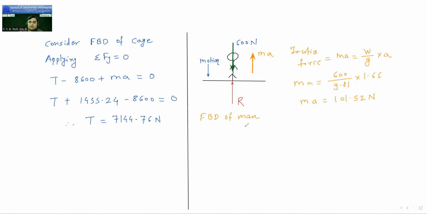Now again apply summation Fy equal to 0. It is minus 600 plus R plus 101.52 is equal to 0. Therefore, R is equal to 498.48 Newton. This is the reaction, so this is the pressure exerted by the man on the floor of the elevator.